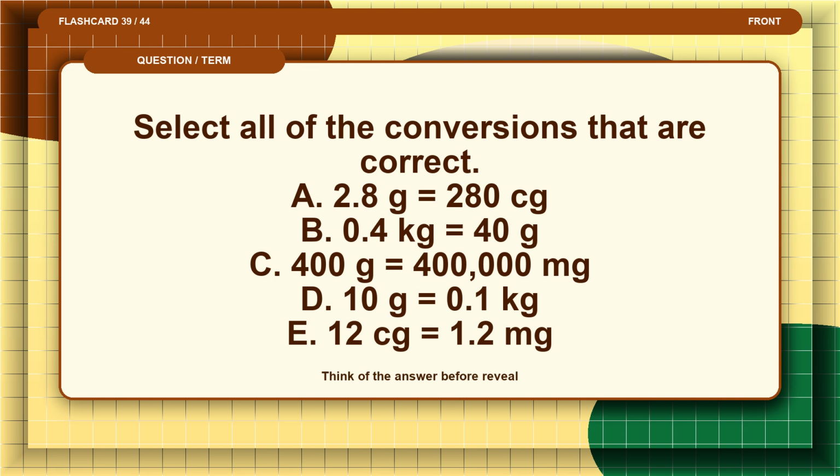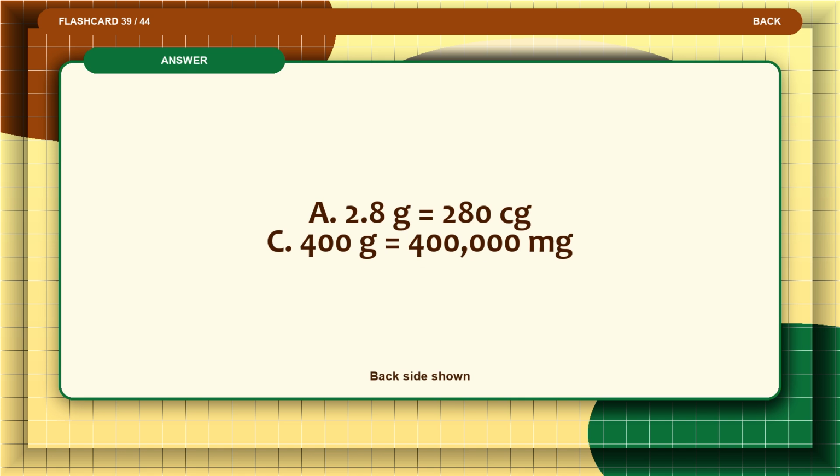Flashcard 39. Select all of the conversions that are correct. A. 2.8 g equals 280 cg, B. 0.4 kg equals 40 g, C. 400 g equals 410 mg, D. 10 g equals 0.1 kg, E. 12 cg equals 1.2 mg. Think of the answer before the reveal. The answer is A. 2.8 g equals 280 cg, and C. 400 g equals 410 mg.